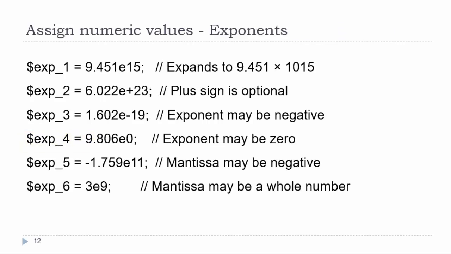You also can assign exponential values to a number, and there are different ways of doing that with just the number, with the plus, with the minus. You can use a 0 exponent. You can have negative numbers with exponents and whole numbers.